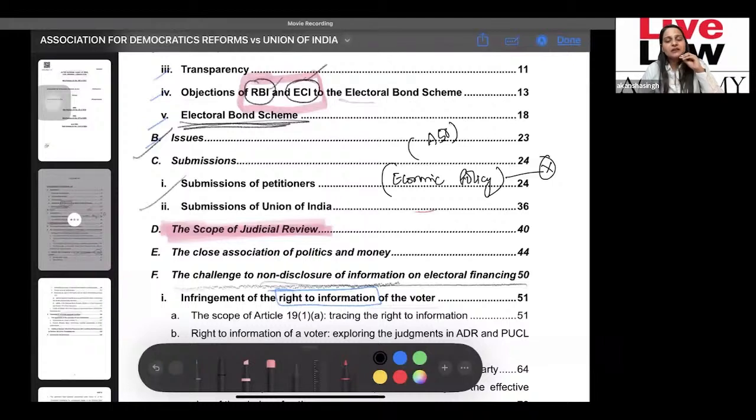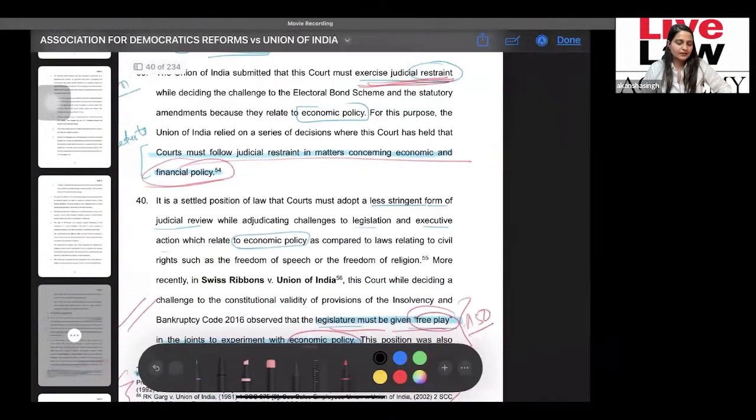The court says that when we talk about no cap on contribution, is that something related to the economic policy or the electoral policy? This is related to the electoral process, right? And therefore, you cannot really say that it is merely a matter of economic policy. So both the issues very clearly depict that these are related to the electoral process, for which the judiciary can do the review. Okay, so that is what you see here when we go to the judgment also, how it has been answered by the court.